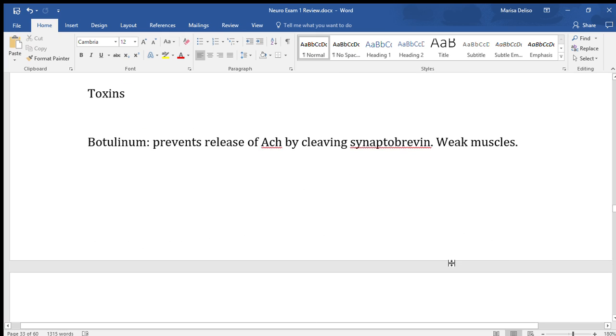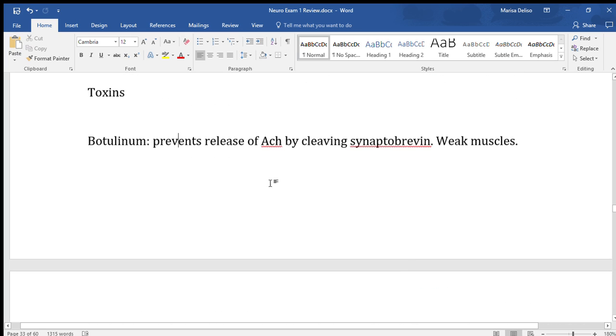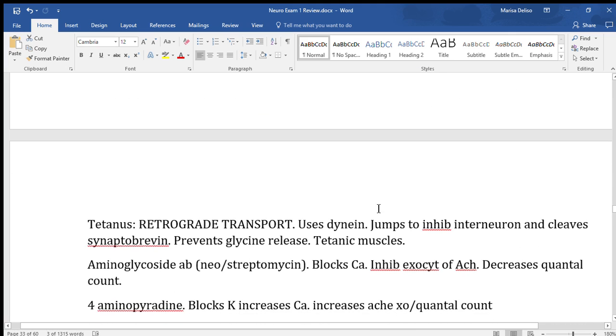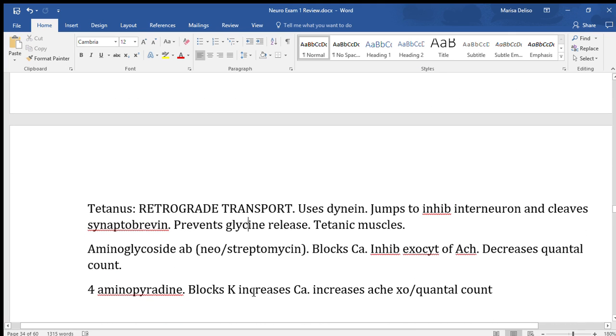Okay, toxins. I can't teach you these, but these are the ones that are high yield. Botulism, cleaves, and so on. I just wanted to keep them on here to jog your memory. Know that tetanus uses retrograde transport, which means it uses dynein, which means it uses microtubules. That's how they can make the question harder, by not just asking what retrograde transport is. They could say, tetanus, what does it use? And then you would have to know it does all this.